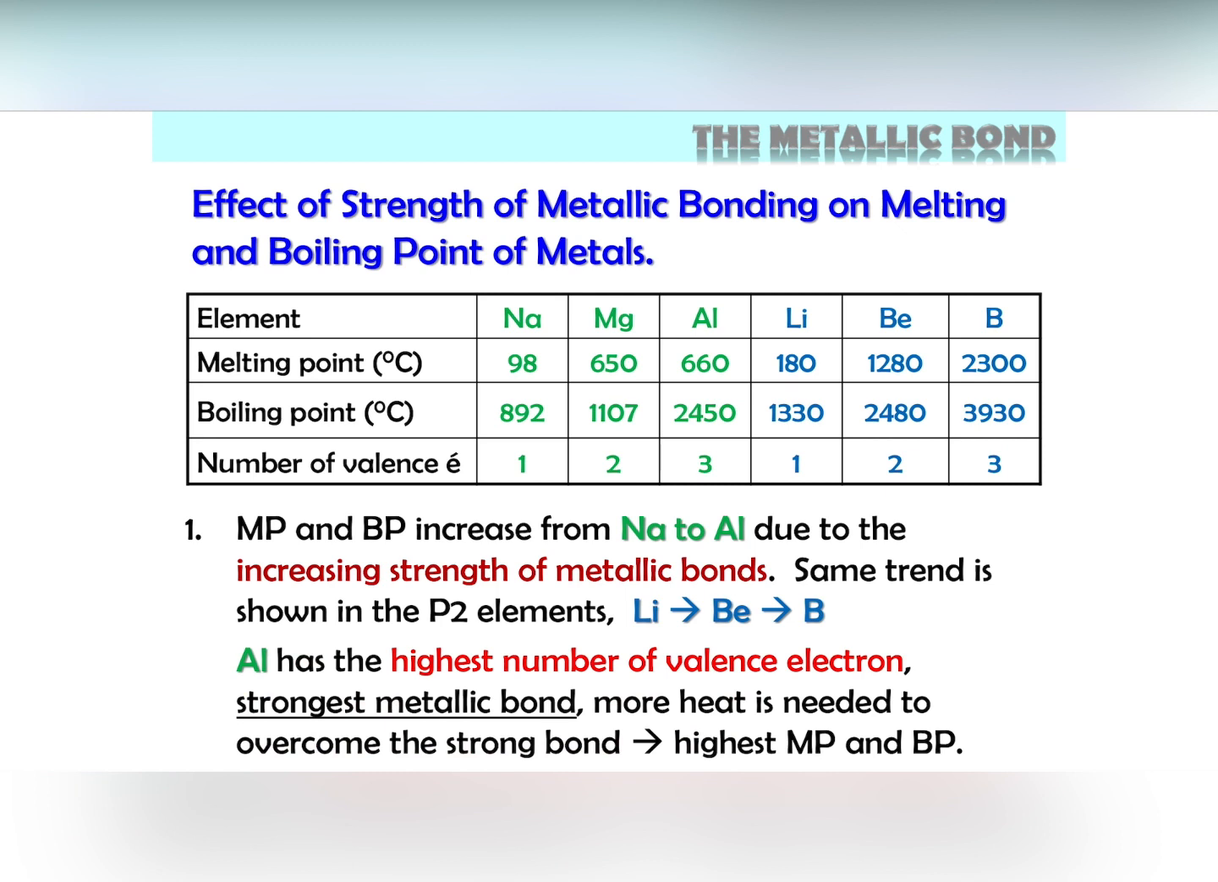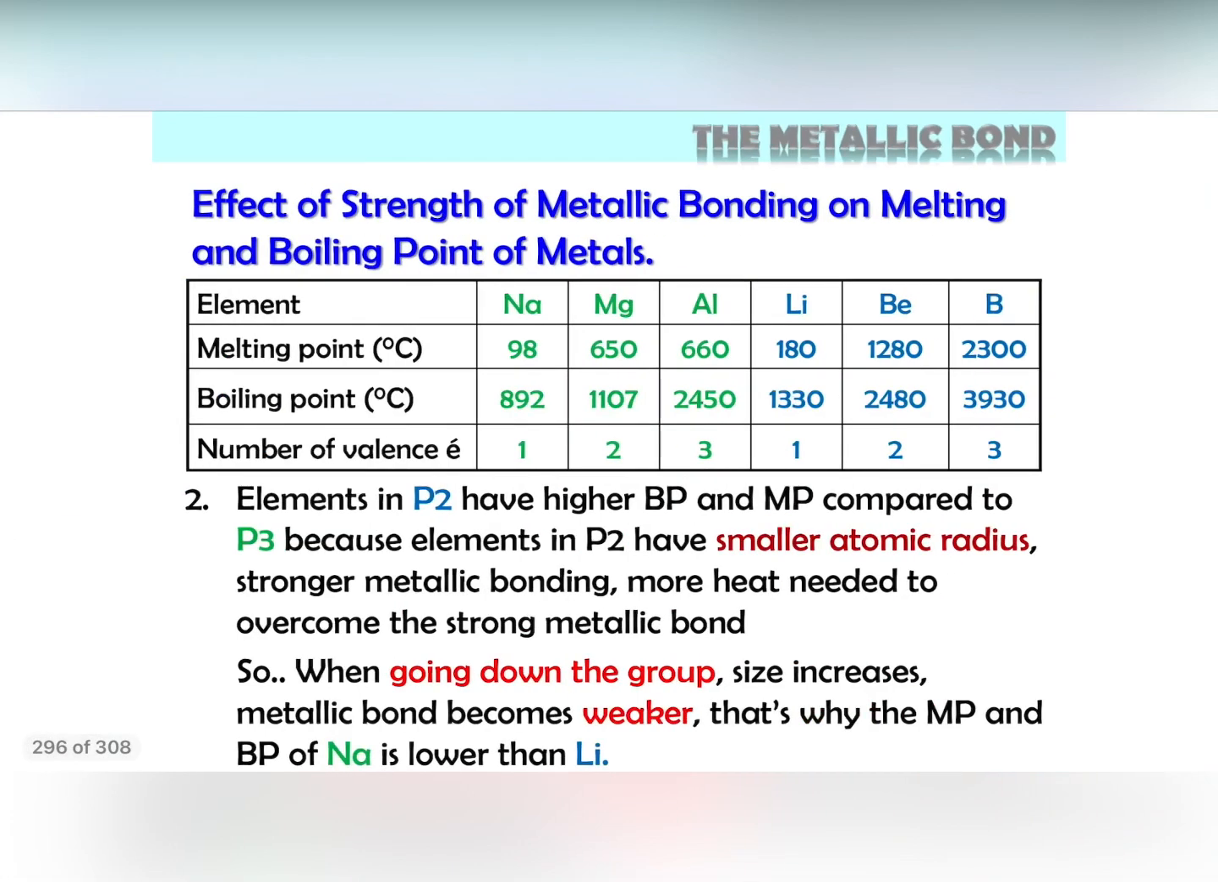Therefore, it will result in the highest melting point and boiling point compared to sodium and also magnesium. For elements in period 2, you can see they have higher boiling points and also melting points compared to period 3. So, why? Because elements in period 2 have smaller atomic radius.